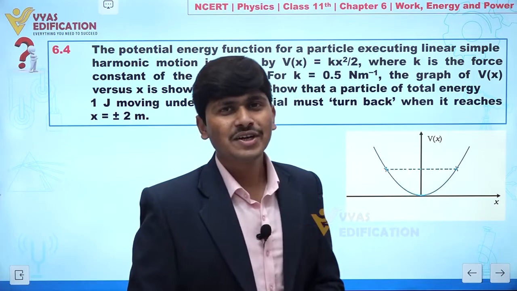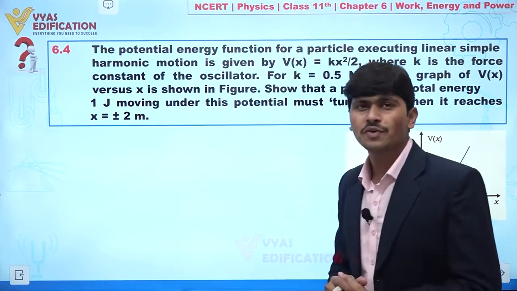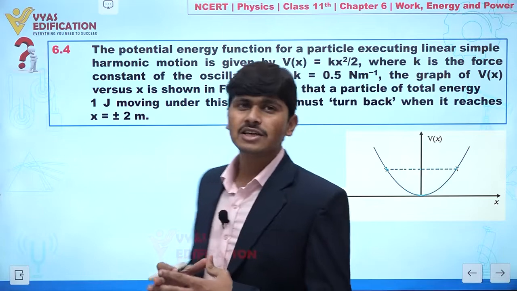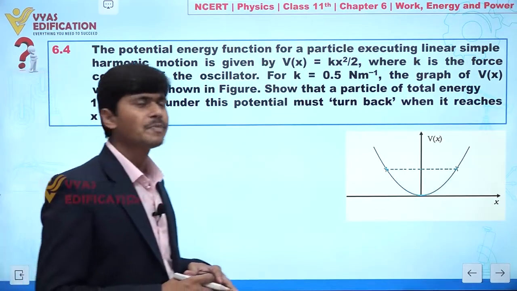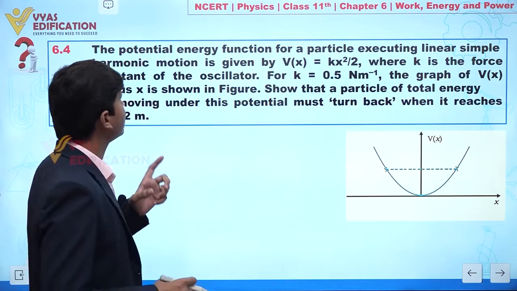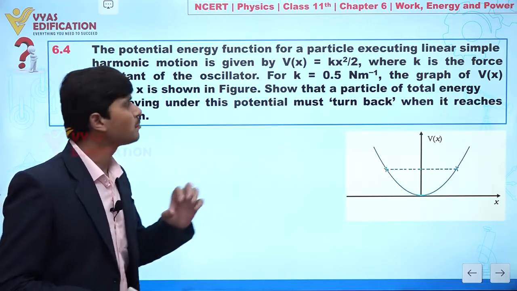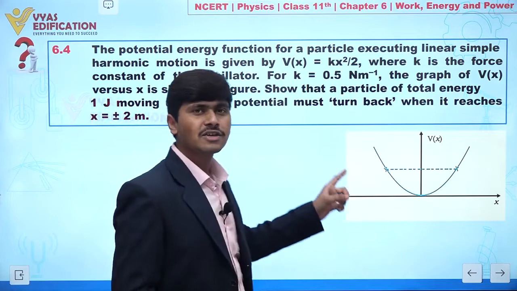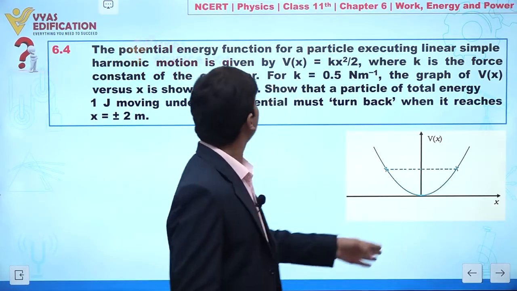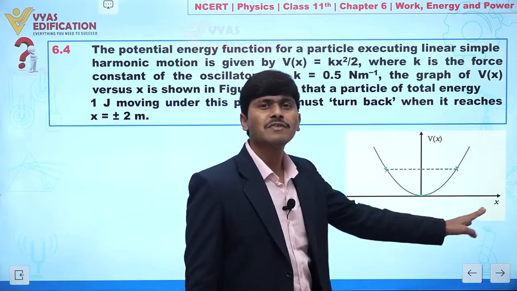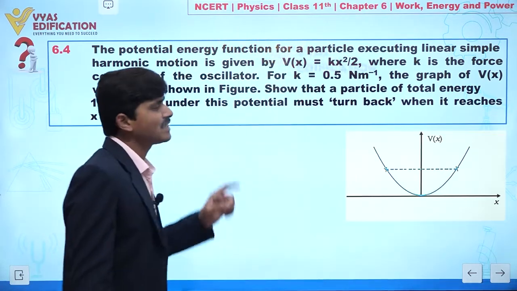Now dear student, we are going to solve question number 6.4, and in this question it is given to you the potential energy function for a particle executing linear simple harmonic motion is given by V(x) equal to kx square by 2. Clear? So actually you can say here potential energy versus x graph is given to you, and you can say this is a parabola.